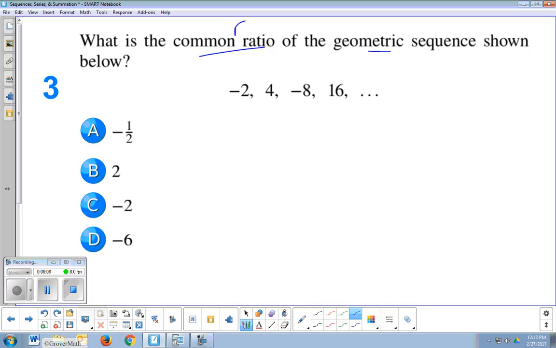So this is an exponential sequence. And so basically, how am I going from one term to the next? It's not going to be plus or minus something. It's going to be times something. So how do I go from -2 to 4? I need to multiply by -2. And then I need to multiply by -2 and multiply by -2. So in this case, r equals -2.